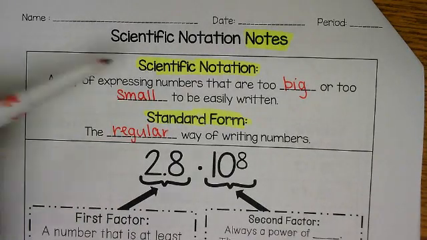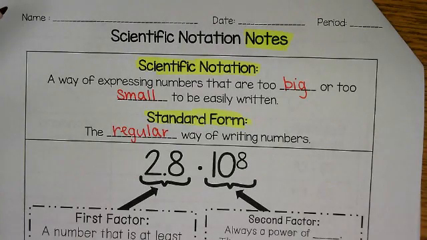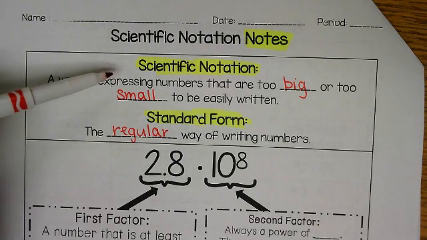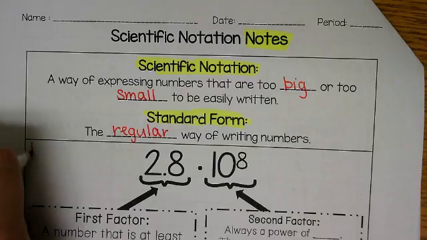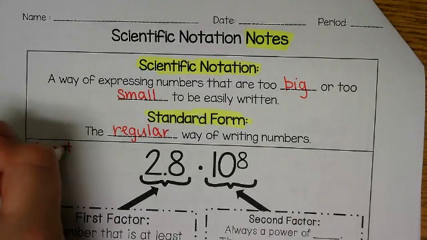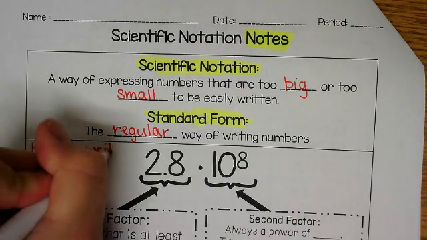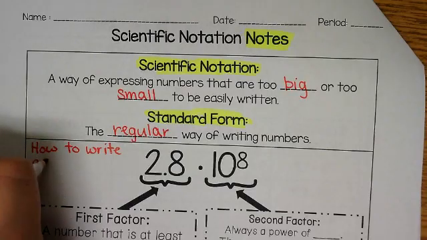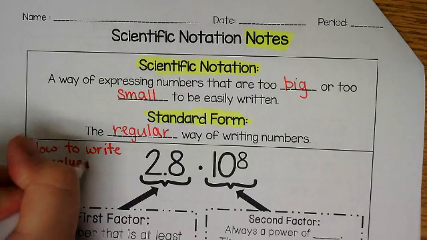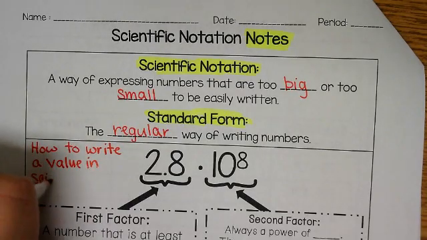All right, so we have two forms that we're going to be converting back and forth between. And again, scientific notation is the tricky part, so you have to know how to write it first. So we're going to discuss how to write a value in scientific notation.